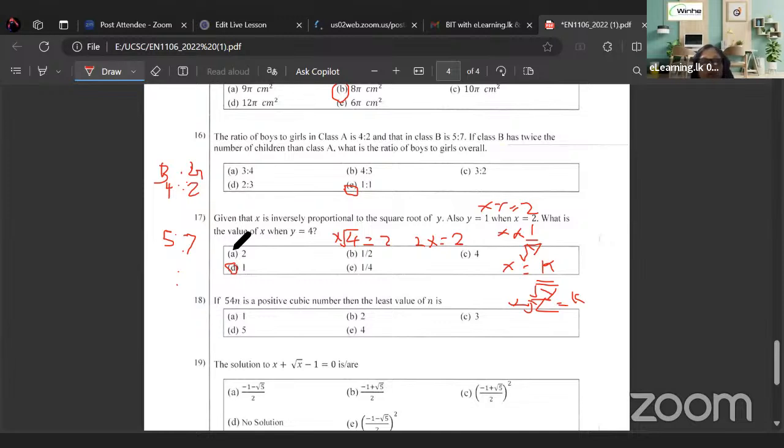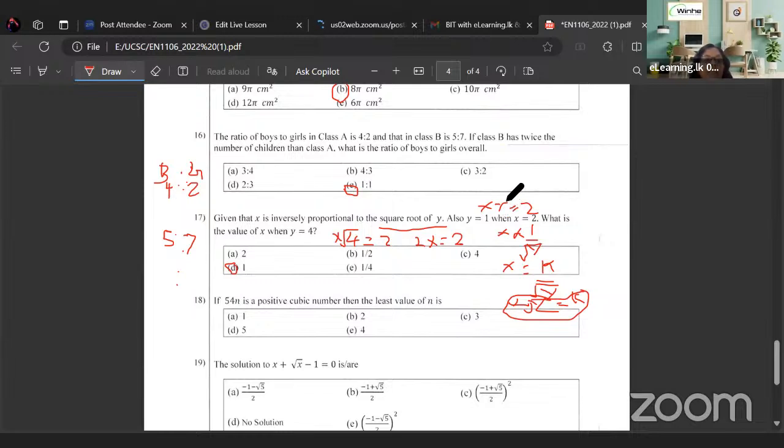If any two given numbers are inversely proportional, then the multiplication of those two numbers is equal to a constant. Here, say x is inversely proportional, not to y, but to the square root of y. Therefore, x into square root y is equivalent to k. You can consider this one. Right? Then x into square root y, if you apply the given values, you can find the constant as 2.